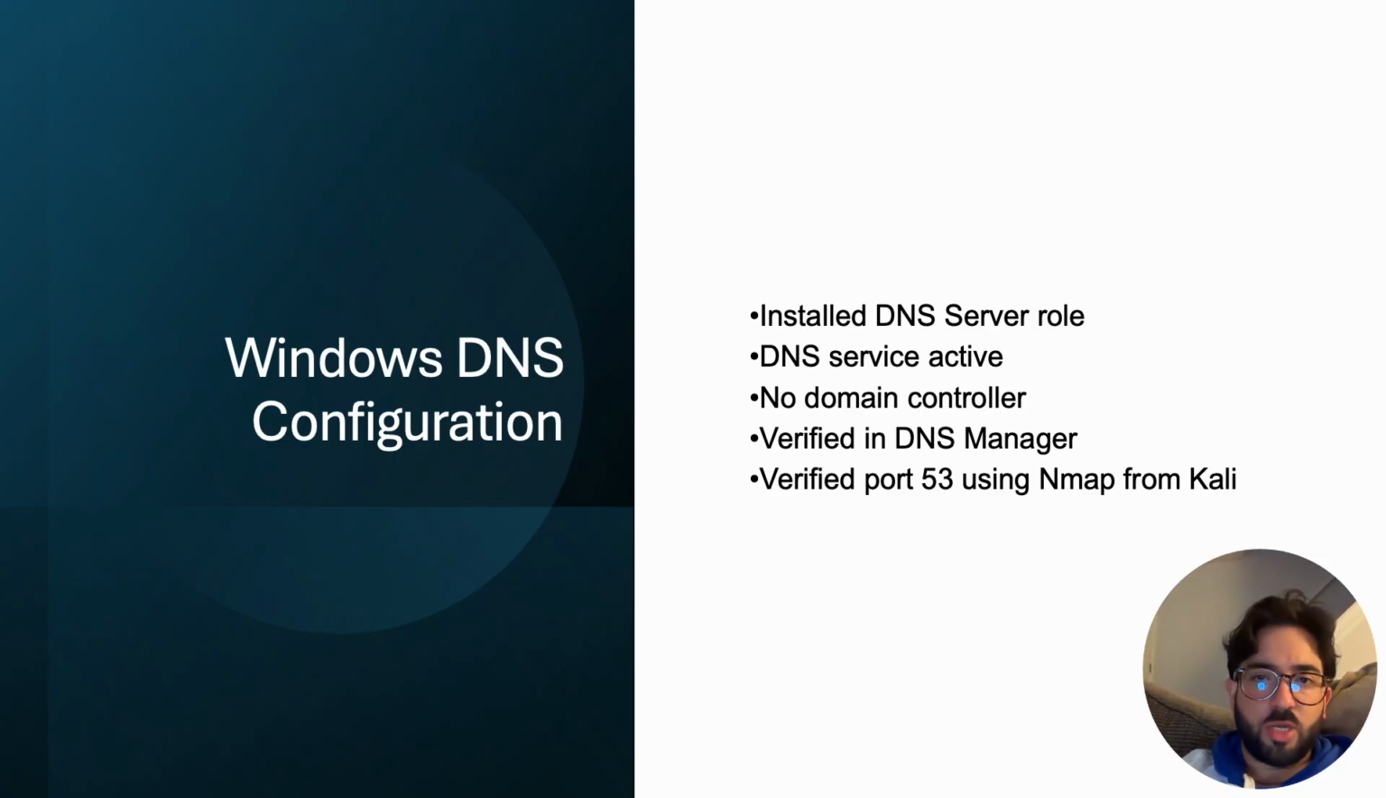The final part was to check if DNS was reachable over the network. To do this, I went to my Kali machine and ran an Nmap scan, specifically targeting port 53 on the Windows IP address. Nmap was able to detect the DNS service, which confirmed that port 53 was open and the DNS server was responding to external queries. This completed the Windows DNS section perfectly. The server was running, active, reachable, and listening on the correct port, exactly the way it was required.